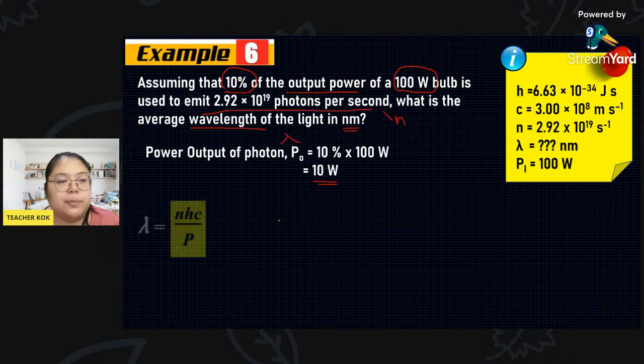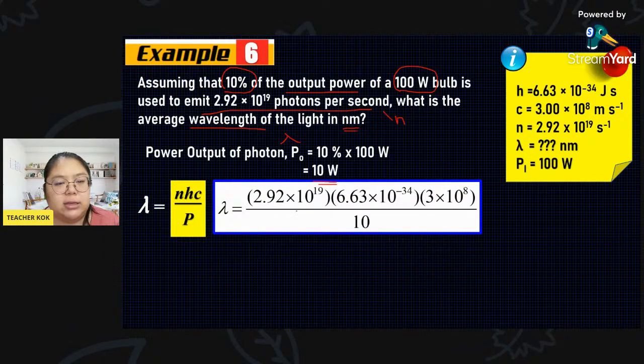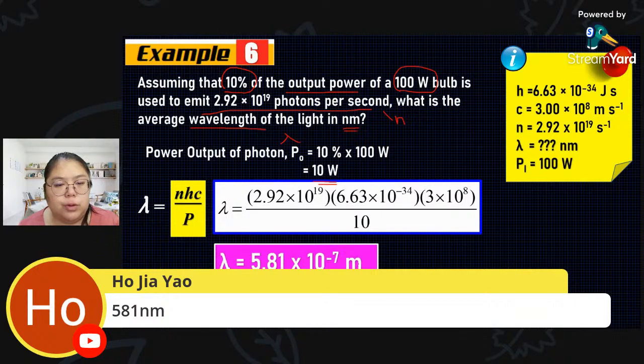Okay, so we apply the same formula just now, but now I want to find lambda. So I just write the calculations. Okay, put in all the things, but the power now is not 100. The power is 10 only. So we go to show. Okay, we go to check. Is Jaya's answer correct or not? Jaya gave me 581.